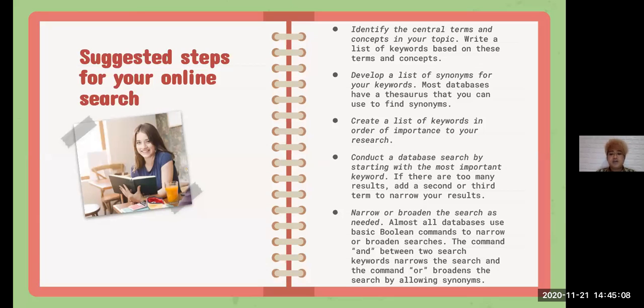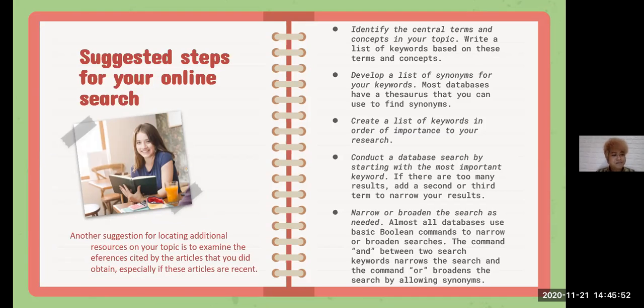To narrow or broaden searches, the command AND between two search keywords narrows the search, and the command OR broadens the search by allowing synonyms. Pag sabi mong AND, halimbawa ay dalawang words, university and say educational technology. Kapag AND, ibig sabihin, dapat both of them must be seen in that particular research. So, ibig sabihin nun, ang hahanapin niya ay research articles or any related reference na meron ng dalawang yun. Pero pag OR, meaning to say, either of the two, natural, hahanapin niya all of them na may isa lang nun or isa lang nung isa. Okay? Nag-gets niyo ba ako?